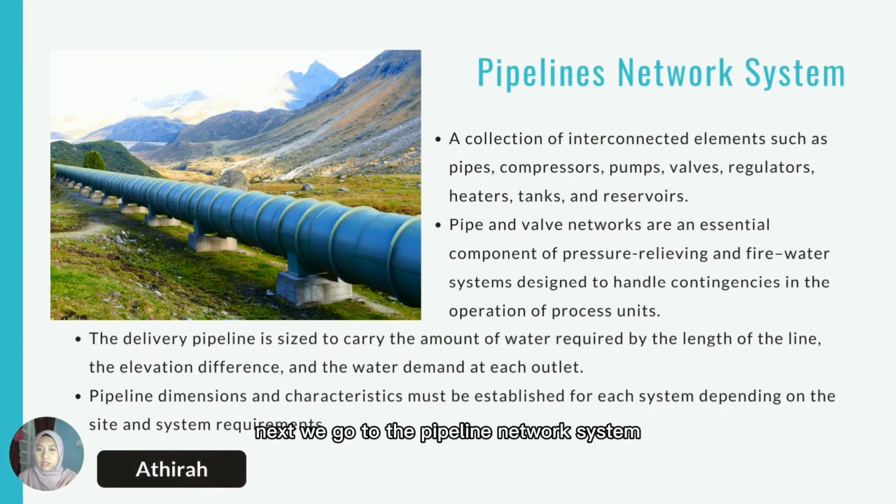Next, we go to the pipeline network system. A pipeline network is a collection of interconnected elements such as pipes, compressors, pumps, valves, regulators, heaters, tanks, and also reservoirs. Pipeline networks transport crude oil, natural gas, water, and petroleum products in large quantities. And the pipe and valve networks are an essential component of pressure relieving and fire water systems, designed to handle the contingencies in the operation of the process units.